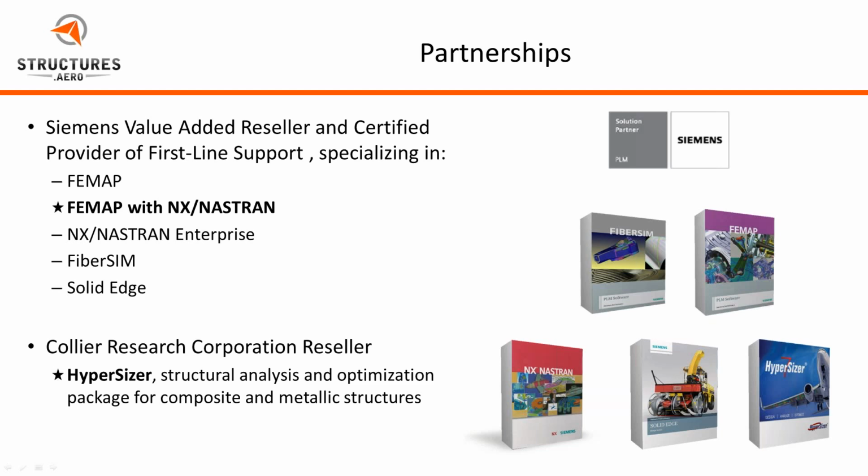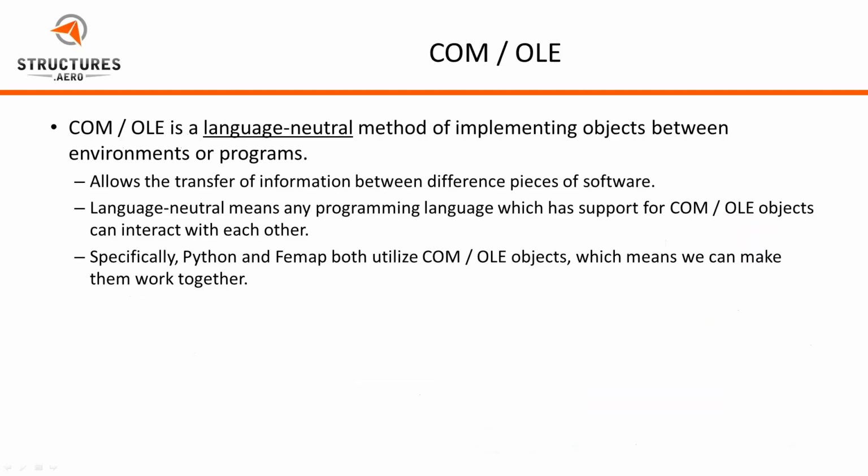With that out of the way, let's go ahead and jump into how to make Python and FEMAP play nice with each other. First of all, I'm going to give a quick overview of COM, or the OLE interface. It is a language-neutral method of implementing objects between environments or between different programming languages. So this allows the transfer of information between different pieces of software, and additionally between different programming languages. So this is how FEMAP and Excel, for example, can work together in the API.